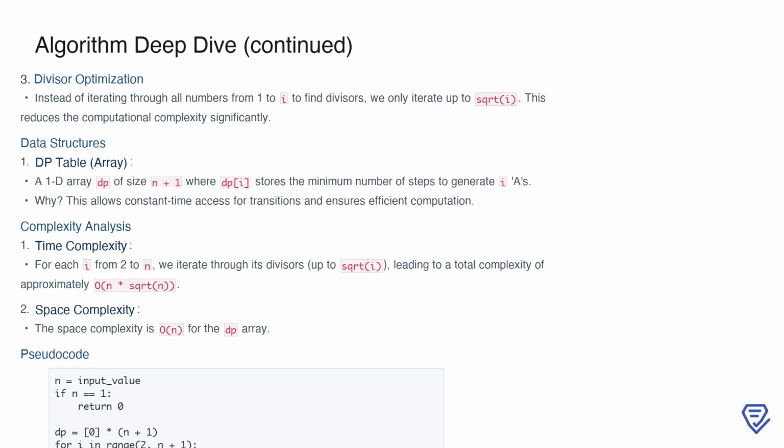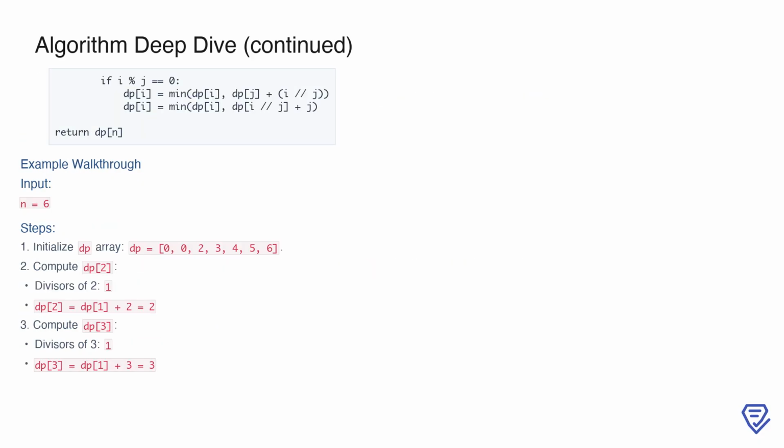The pseudocode illustrates how the algorithm is implemented. We initialize the DP array with zeros, then iterate from 2 to n, computing the minimum steps for each i by checking its divisors. The pseudocode continues with the computation of dp[i]. For each divisor j of i, we update dp[i] using the formula dp[i] equals min(dp[i], dp[j] + i // j), and also consider the symmetric divisor: dp[i] equals min(dp[i], dp[i // j] + j).